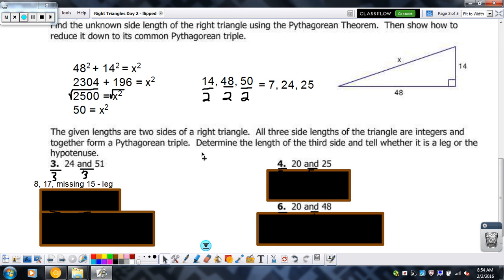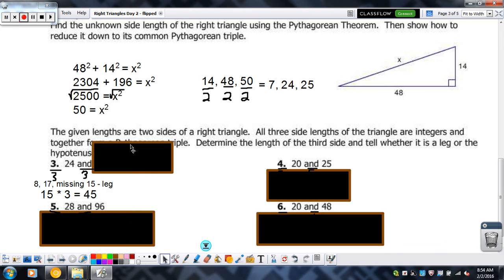Now, in order to find out what the measure of the actual side is, I'm going to multiply by the same number I divided by up here. We're going to take 15 times 3, and that's going to give us 45 for the length of that leg.